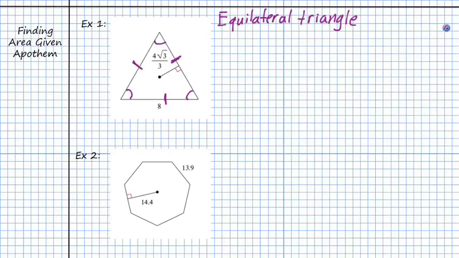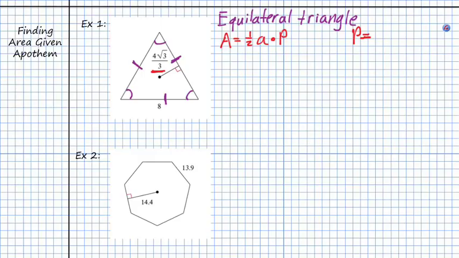All right, so I know that my area formula is A is equal to 1/2 apothem times the perimeter. So I've got my apothem right here. It's given to me. To find my perimeter, what I'll say is that P is equal to one of the sides times the number of sides.